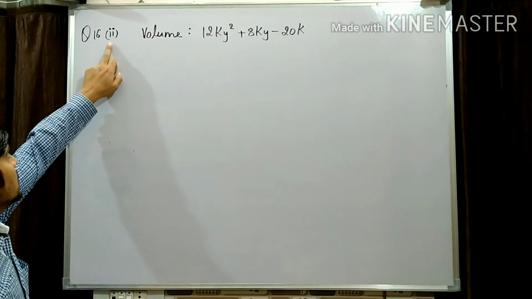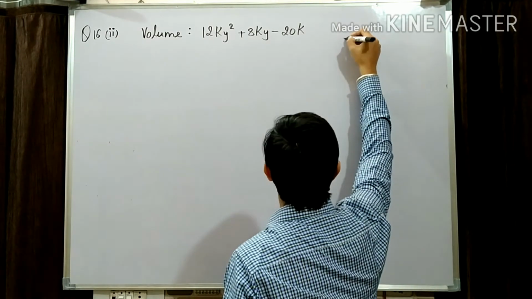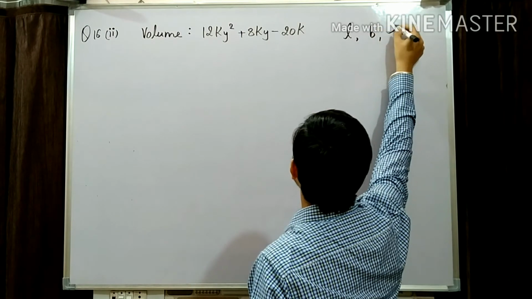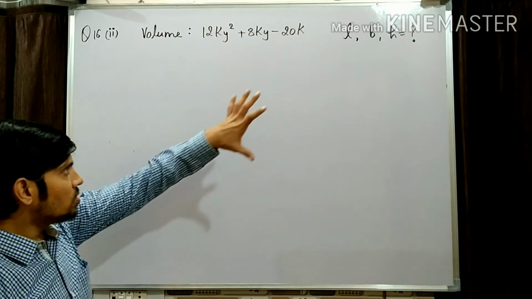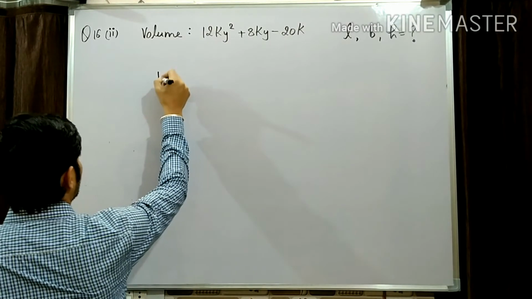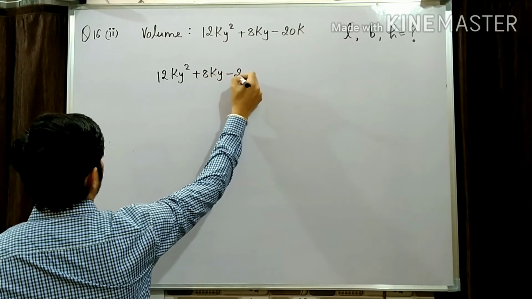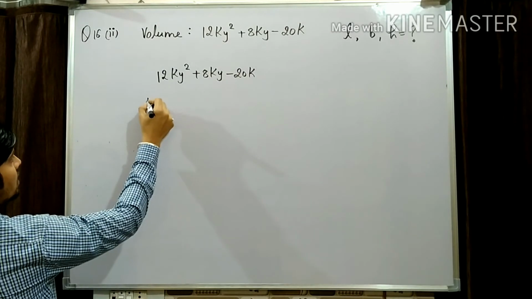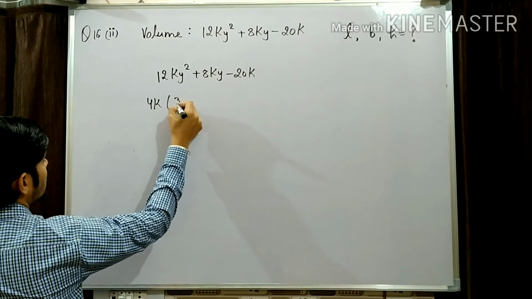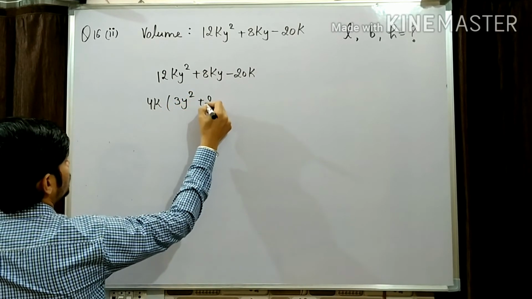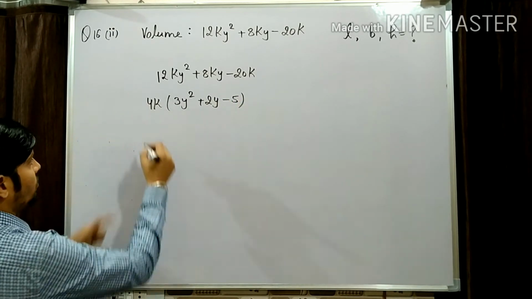Now in question number 16, second part, the volume is given, and if volume is given then we need to find out the values of length, breadth and height. These three values we need to find out, and we have to find the three factors of this. So first of all, we will write this one: 12ky square plus 8ky minus 20k. What can we take common? You can see 4 and k are common in all the terms. So 4 first we take common: 4 3s are 12y square, 4 2s are 8, minus 4 5s are 20. So this is one of the factors we got here.